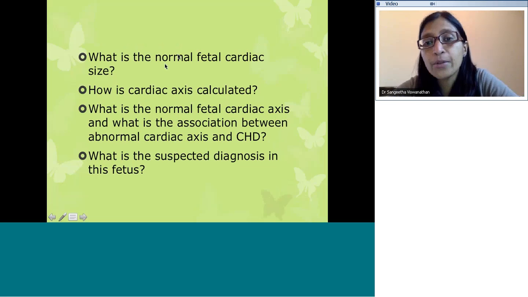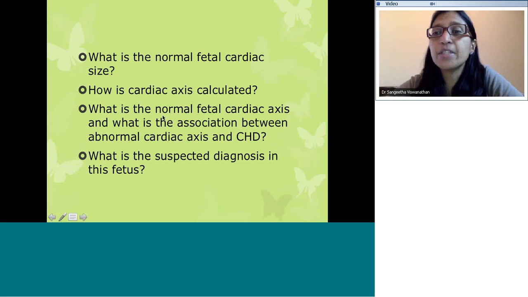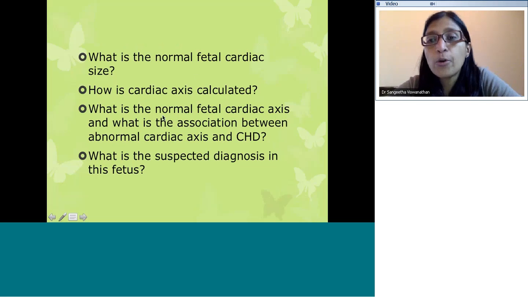Okay, so we talked about the normal fetal cardiac size, which is 30% the size of the thorax. And then, do you guys know what a cardiac axis is in a fetal echo? How do you calculate the cardiac axis? And what is the normal cardiac axis? Any answers?